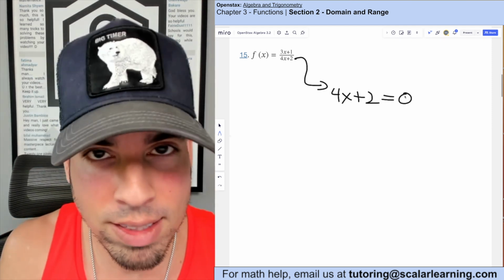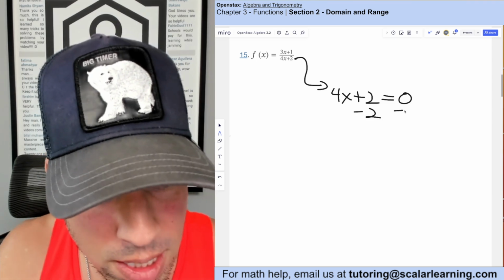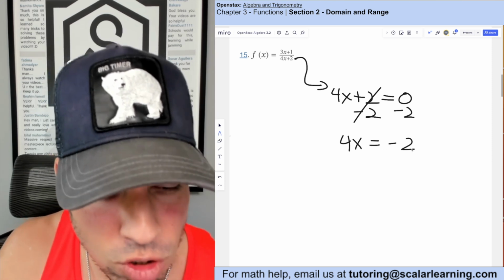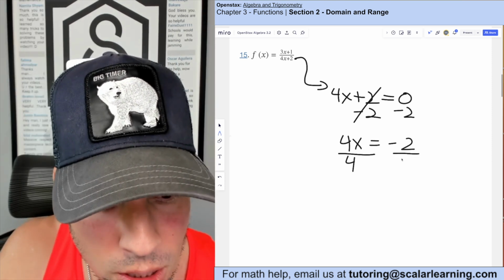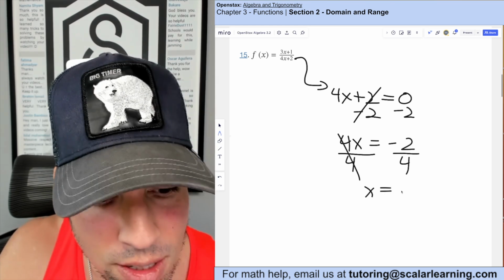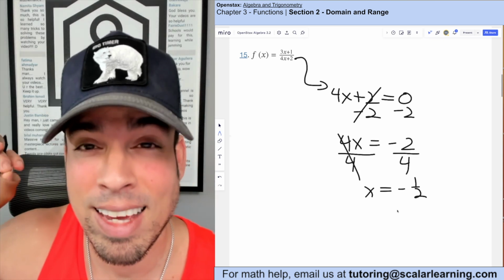So literally, we take this equation, we solve for x. So check it out. I'm going to subtract both sides by 2, and we've got 4x equals negative 2. Then we're going to divide by 4 like so. Boom. Negative 2 over 4 simplifies to negative 1/2. So again, what did we solve for? We solve for what x cannot be, right?